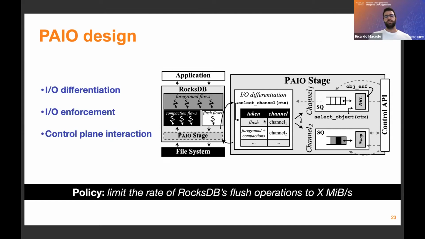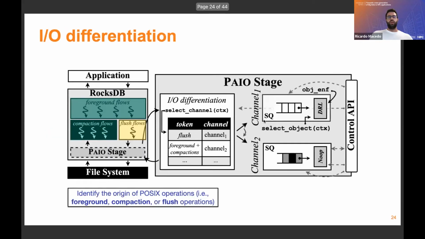And in this case, let's consider that we want to enforce the following policy: limit the rate of RocksDB flush operations to X megabytes per second, okay? So the first part is that, as I was saying on challenge 2, we don't really know where the requests are coming from on the POSIX, so if it is a foreground, a compaction, or a flush. So the first step is to identify the origin of these requests.